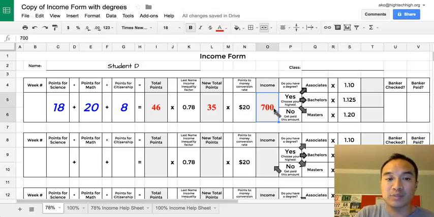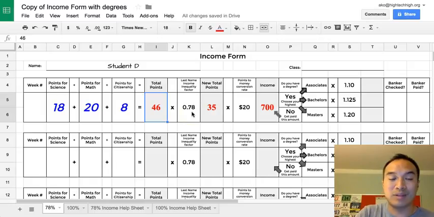Your job as the banker is to basically check. Did the student do this right? So basically anything in gray is what you want to check. All right, so let's kind of check this. So 18 plus 20 is 36. 36 plus 8 is 46. And 46 times 0.78, you know what?